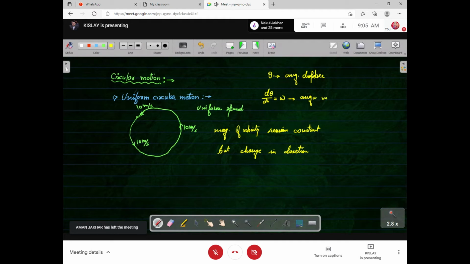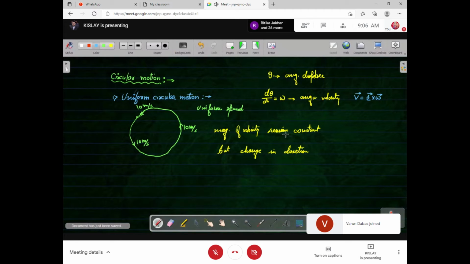This angular velocity is related to linear velocity also, v equal to r omega. If we take it in vector form, then we can write v equal to omega cross r. V is the linear velocity, r is the radius and omega is the angular velocity. In this way, we can correlate the angular velocity and linear velocity.